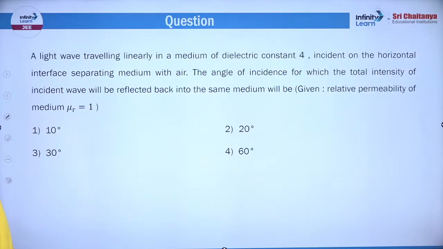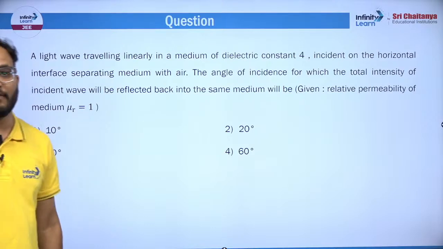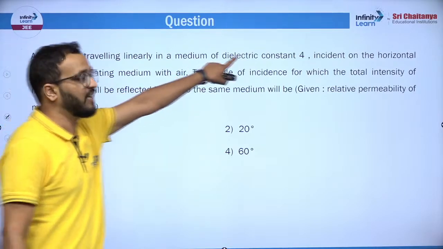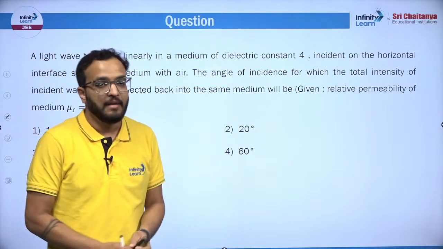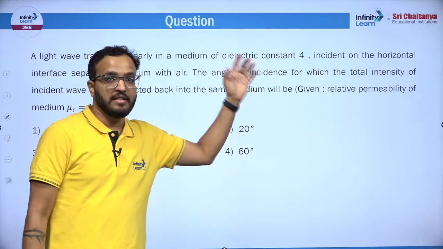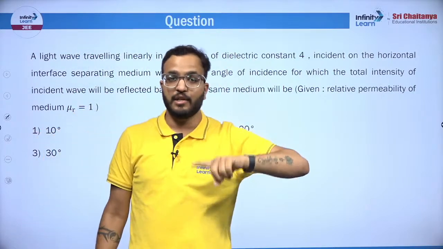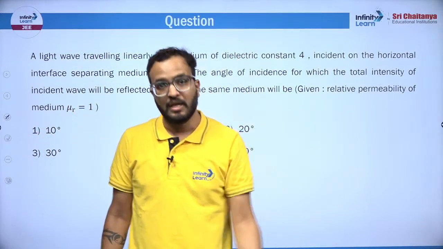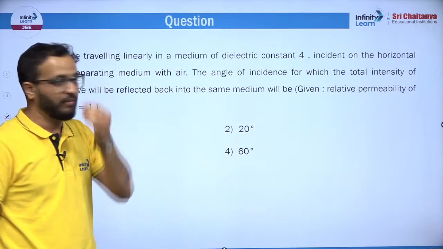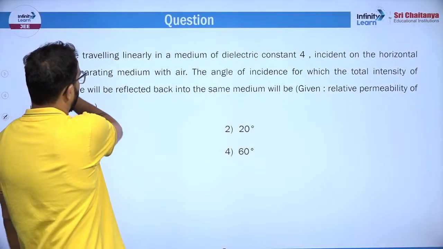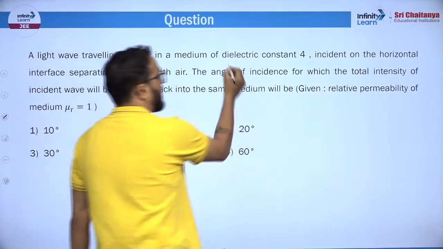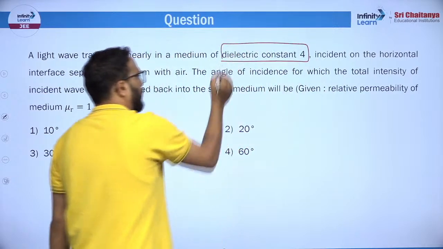A light wave traveling linearly in a medium of dielectric constant. Again, ये वाला concept फिर 25th जून को भी आया था. Same concept was asked in 24th June. Same thing again on the exam of 25th June. अब देखो आप, a light wave traveling linearly in a medium of dielectric constant 4.